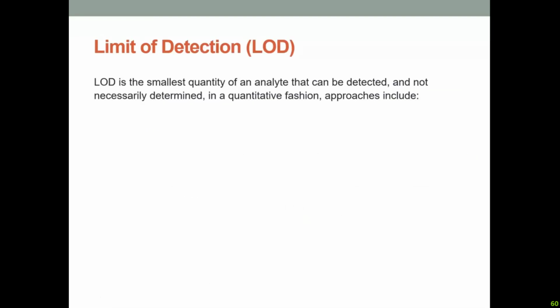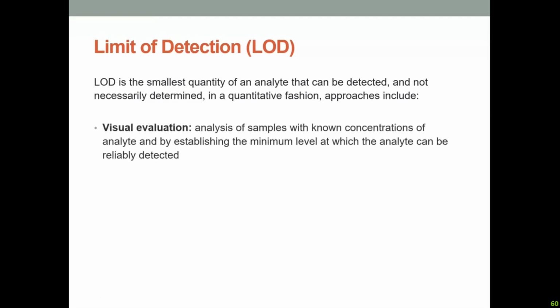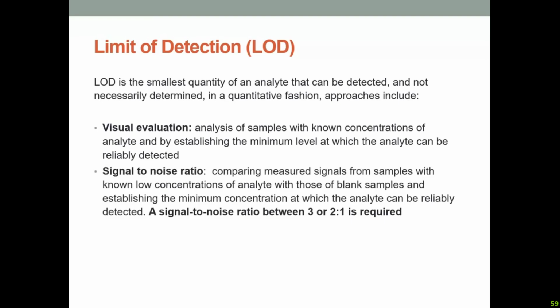LOD, limit of detection. LOD is the smallest quantity of analyte that can be detected, but not necessarily determined in a quantitative fashion. So ways that you can do that is by visual evaluation, where you've got analysis of a sample with known concentrations of analyte, and by establishing the minimum level at which the analyte can be reliably detected. Signal to noise ratio you can do as well, where you compare the measured signal from samples with known low concentrations of analyte with those of blank samples, and establish the minimum concentration at which the analyte can be reliably detected. So we're looking for a signal to noise ratio of 2 to 1 in order for that method to be valid.